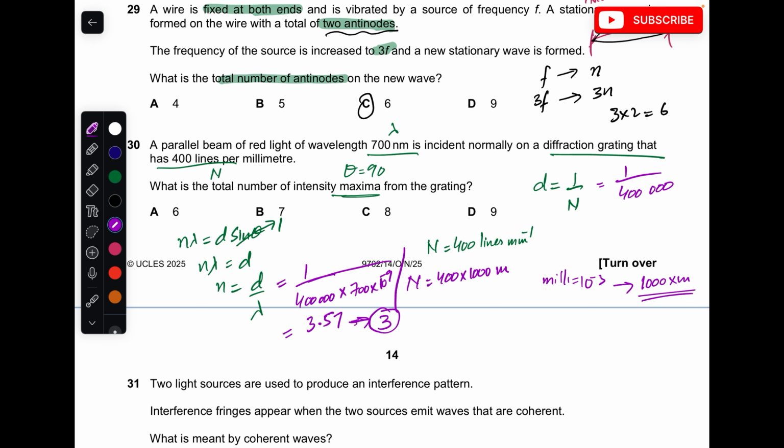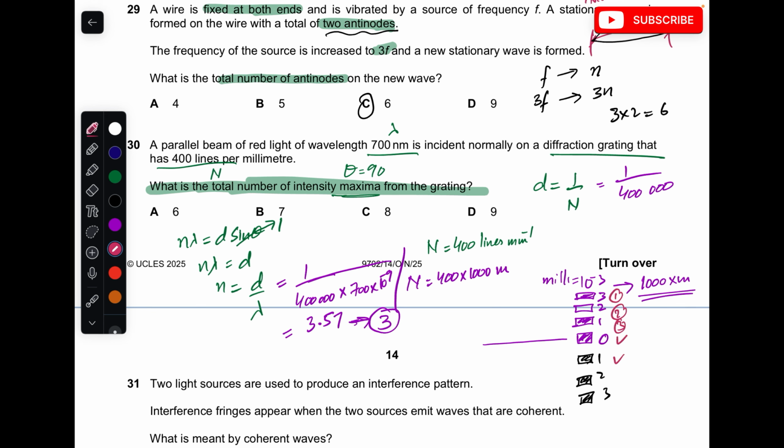So you have to find how many total maxima there will be. If you remember, diffraction gratings are made in that pattern. This is called the zeroth order. This maxima is 1, this is 2, this is 3. If there are 3 maxima above, then there will be 3 below as well: 1, 2, 3. So how many total maxima are there? 1, 2, 3, 4, 5, 6, 7. So 7 maxima will be there, and option B is correct in that case.